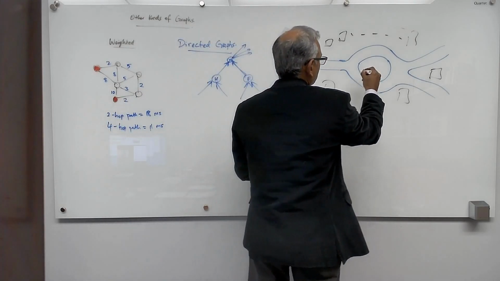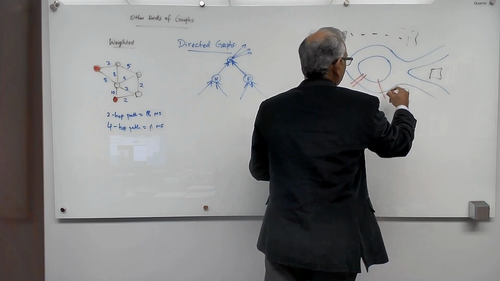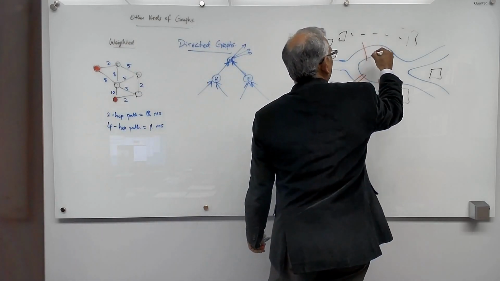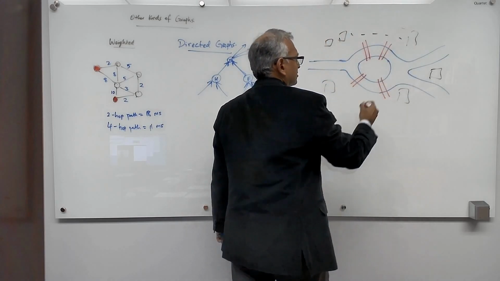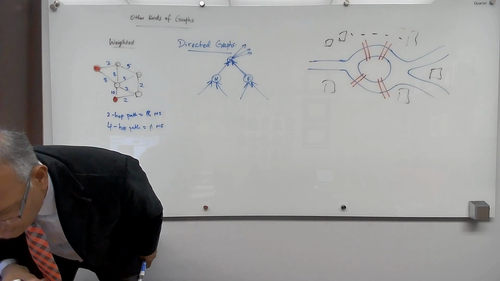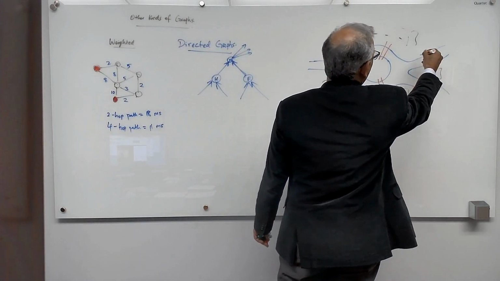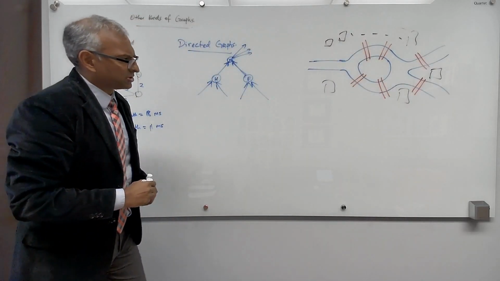Okay, so there's a bridge going like this. There's a bridge going like this. There are two bridges. So let's see. There are bridges going like this across the river, and bridges going like this across the river. Okay, so you have six bridges.